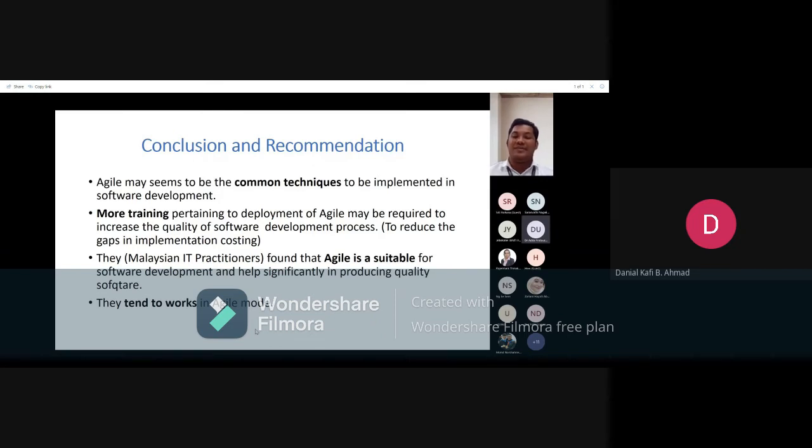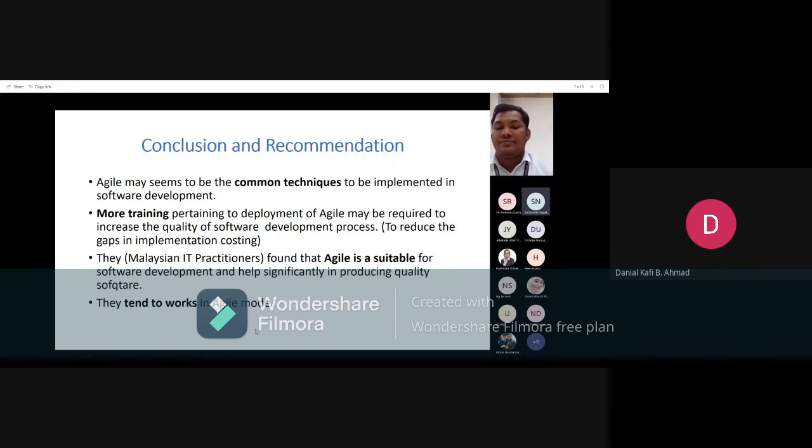Any more questions? Hi, Daniel, I have a question regarding the agile methodology. Is it suitable for all kinds of projects, or is it meant only for a specific kind of project? When we talk about agile, it highly emphasizes rapid implementation.